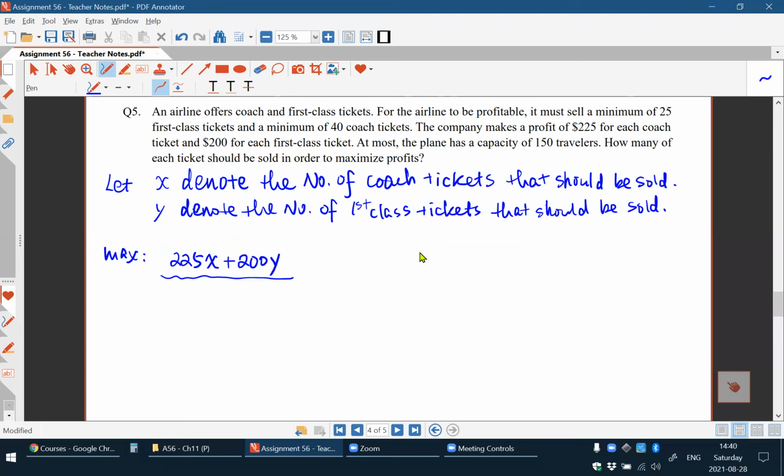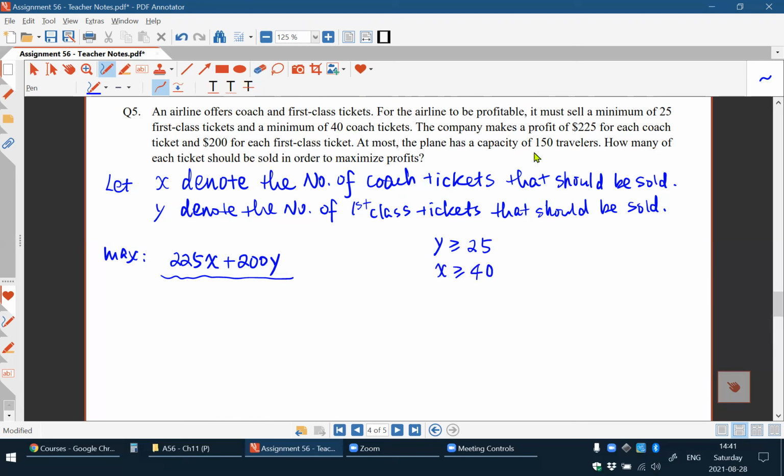So our resource is limited. We cannot just sell unlimited tickets, right? What are constraints? So first of all, it states that we need to sell a minimum of 25 first-class tickets. So this means Y should be larger than or equal to 25, right? Next, a minimum of 40 coach tickets. This means X should be at least 40.